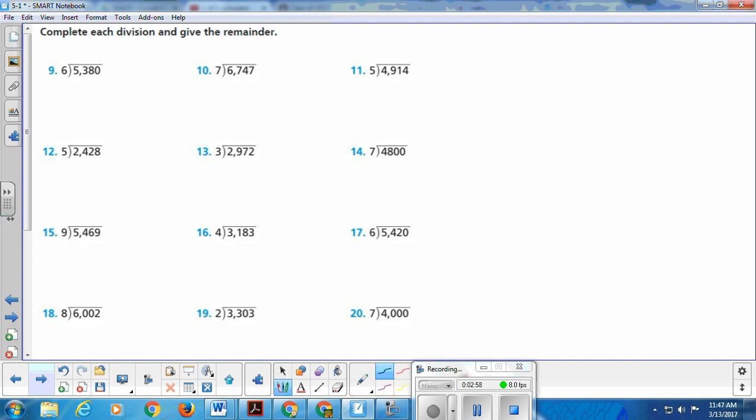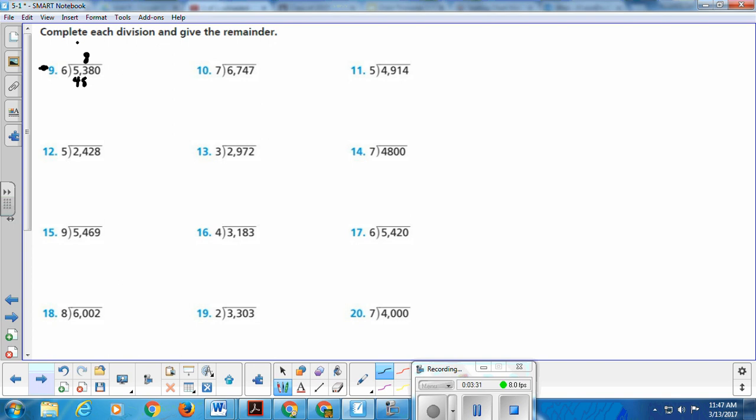do just digit by digit, just for the ease of what we're doing here. So I'm looking at 5,380. 6 cannot go into the 5, so I'm going to look at 53. 6 times 7 is 42. 6 times 8 is 48. 6 times 9 is 54. So 54 is too high. So I'm going to start with 8.